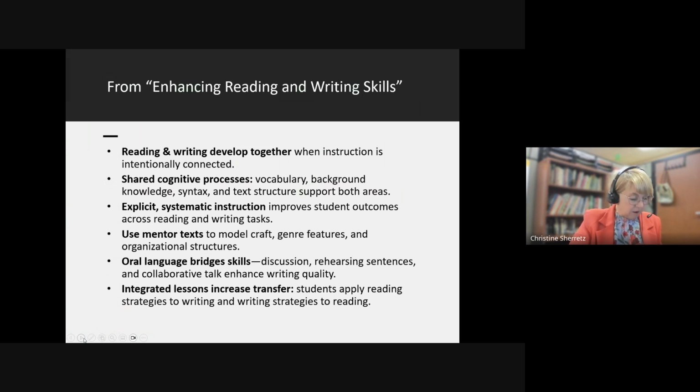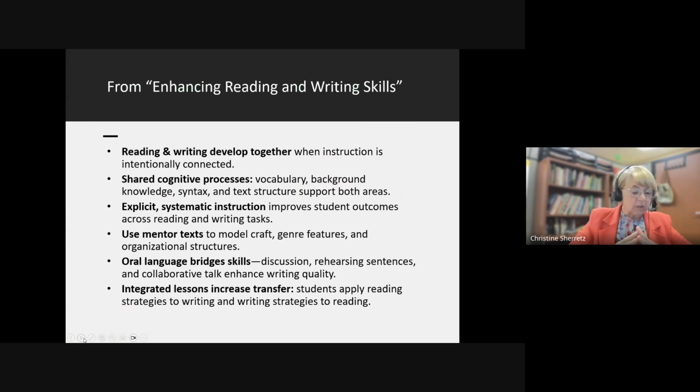In that article, it talks about how reading and writing share cognitive processes. It talks about how the cognitive processes of vocabulary, background knowledge, syntax, and text structure are cognitive processes that you need for reading and writing. The whole crux of the article is you really need to be teaching that reading and writing connection and explicitly share with students how those thinking processes are the same in both. So integrated instruction helps students make explicit connections between skills learned in reading and in writing.